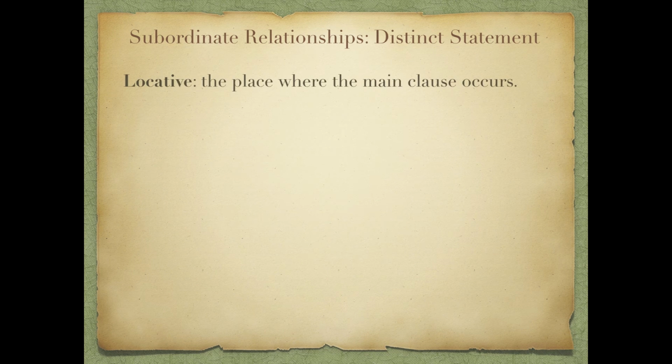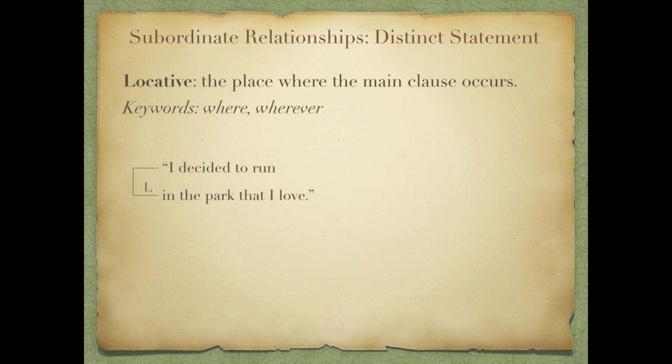Next, locative. This is the place where the main clause occurs. Keywords include where or wherever. So, I decided to run in the park that I love. Where did I decide to run? In the park that I love. I put an L there. In this next example, where the Spirit of the Lord is, there is liberty. Again, the first one gives the place where the main clause occurs.